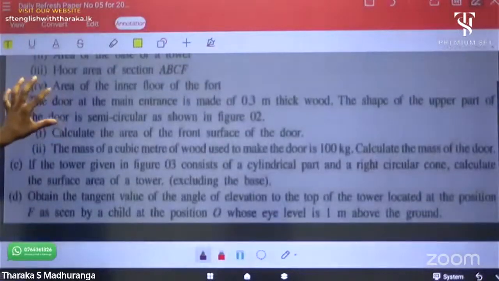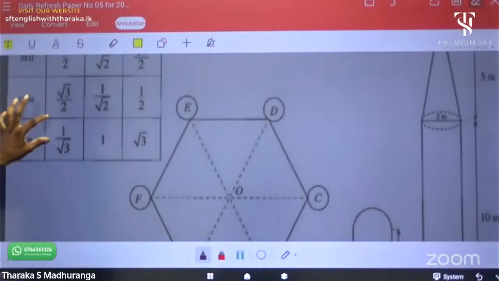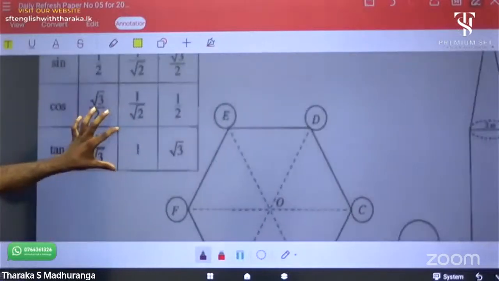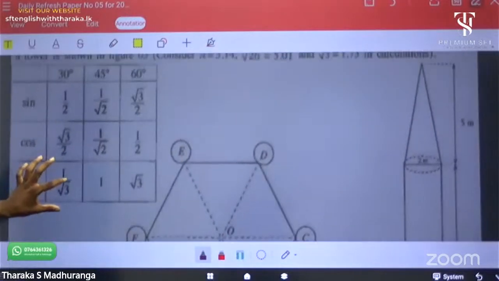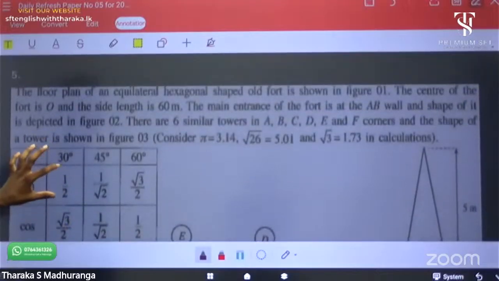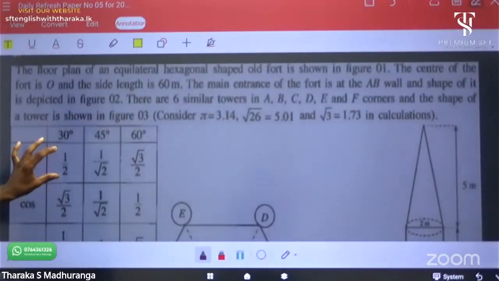Okay, next we have the mathematics section. Question number 5.